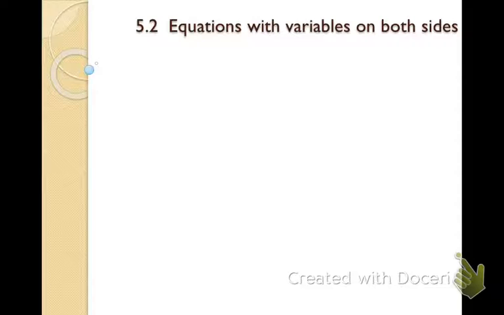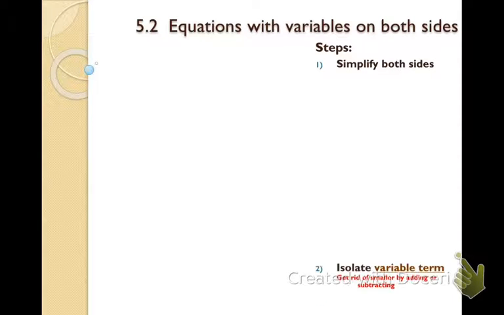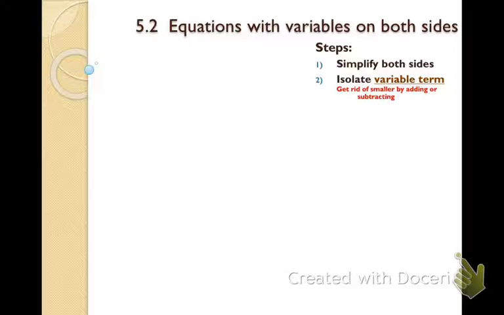So first, let's quickly review our steps for solving equations. First step is we simplify both sides. That's always important. It's kind of two separate problems: simplify the left side of the equation and the right side separately. Once it's simplified, we're going to isolate that variable term.